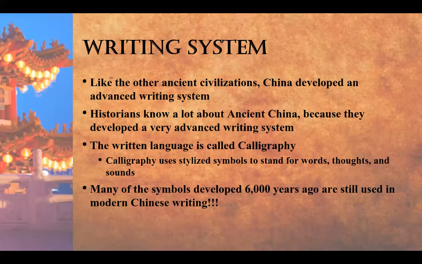But it's this kind of artistic technique where words, thoughts, and sounds are shown as symbols. So where we use letters to spell out a word, Chinese writing uses symbols to stand for different words. And many of these symbols that first appeared 6,000 years ago are still used today in Chinese writing.